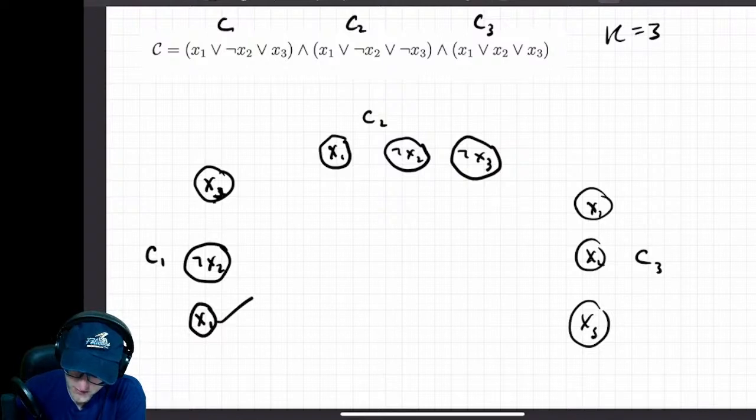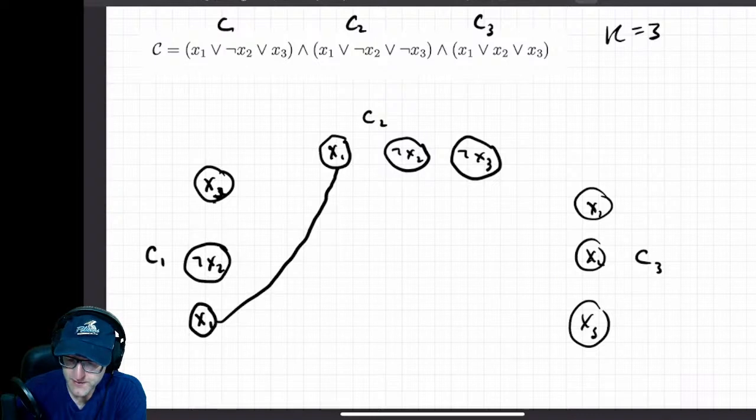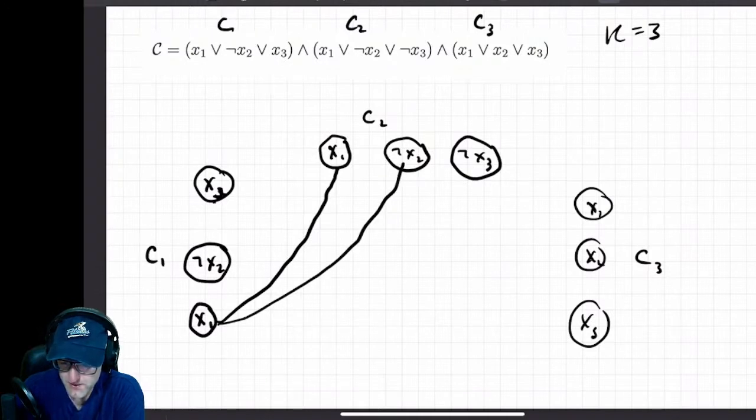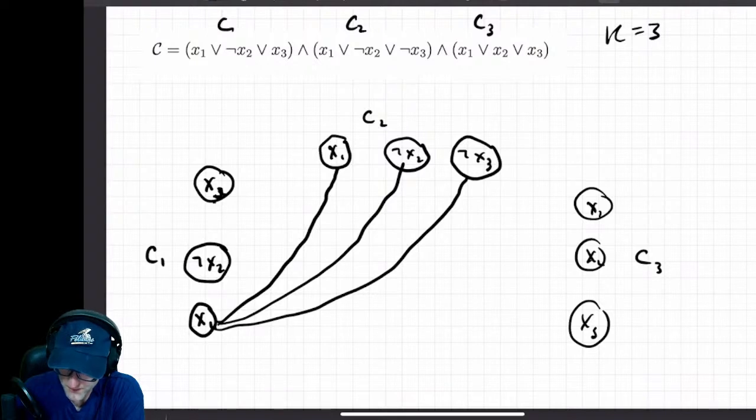Well, x1 will be connected because they're consistent. This is not the negation of this original one over here. So I'm actually going to end up drawing a lot of edges here because negative x2 is not the negation of x1. Likewise, the negation of x3 is not the negation of x1. So I end up drawing all three over there. Negation of x2 will also go to all three.